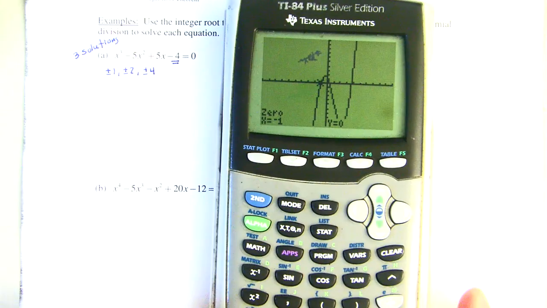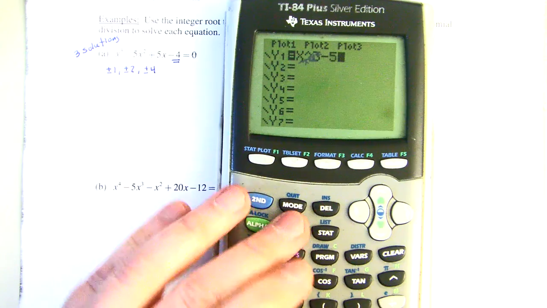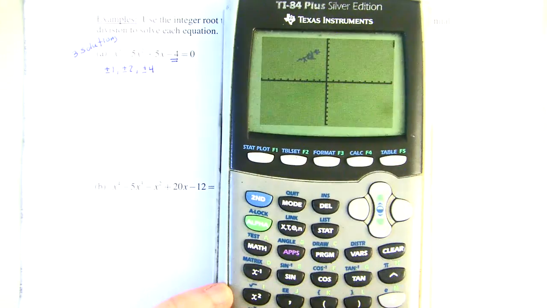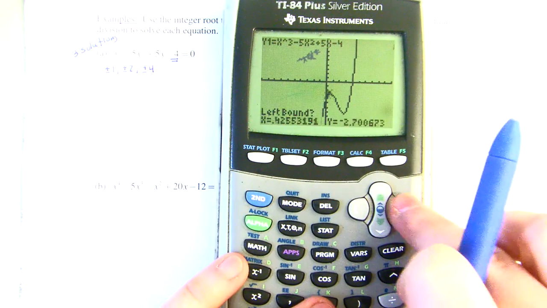Let's see here. Okay. X to the third minus 5x squared plus 5x minus 4. Start with that window. I may change it if I have to. Oh, I'm not going to have to. Oh, there's actually only one x-intercept. I hope it's one of the numbers on the list, otherwise I'm in trouble.